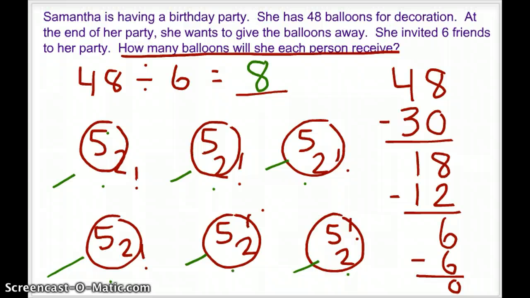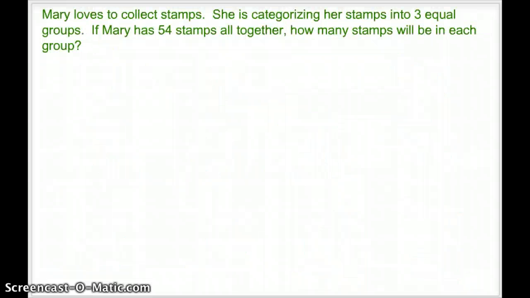I can check my answer by doing the inverse of division, which is multiplication. 8 times 6 should be equal to 48. Is it? Let's move on to the next story.